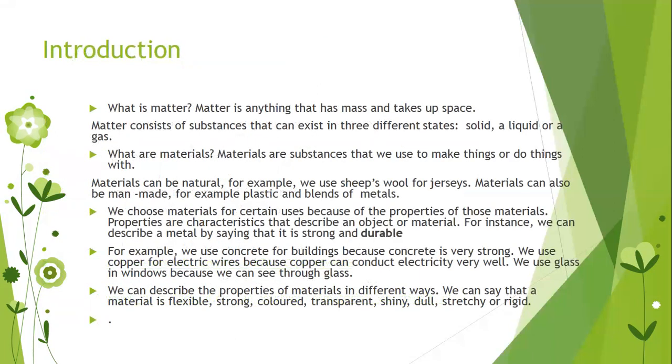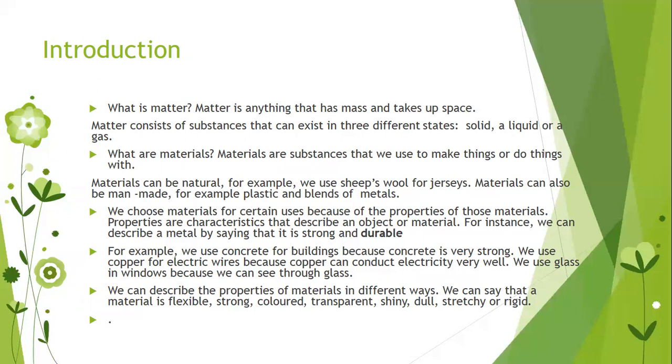Now, it is important to understand what matter is because materials are actually matter. Matter is the broader group. So matter is anything that has mass and takes up space. Matter is made of substances that exist in 3 different states. Those are solid, liquid, and gas. Looking at materials, these are substances that we use to make things or do things with, so they are useful to humans. Materials can be grouped as either natural, so sheep's wool that you use for jerseys, for example, or materials can be man-made.